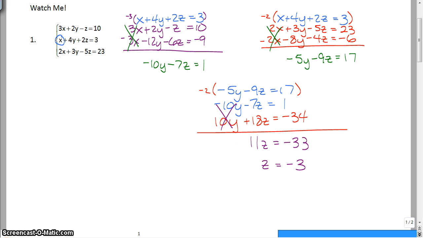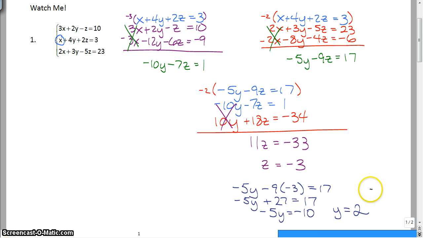Alright, so let's just start. Let's pick the top one, negative 5y minus 9 times a negative 3, which is equal to 17. Negative 5y plus 27 is equal to 17. Negative 5y is equal to a negative 10, so y equals 2. So now we have 2 variables. We have z is negative 3, and we have y is 2.